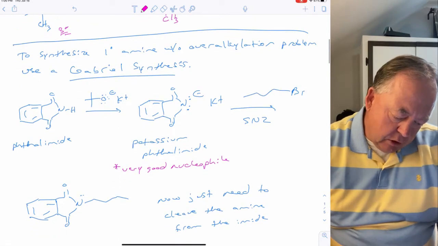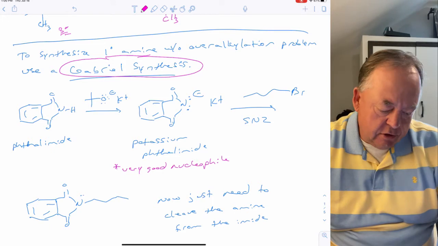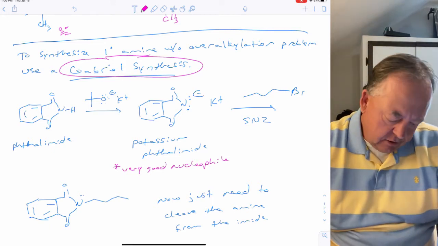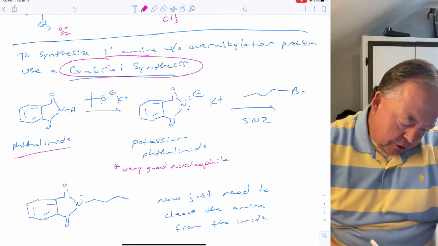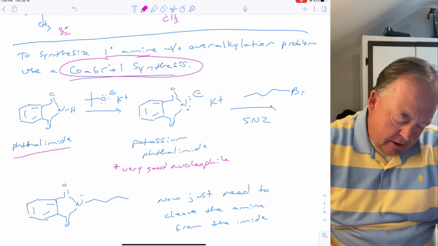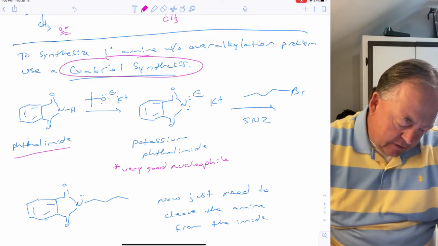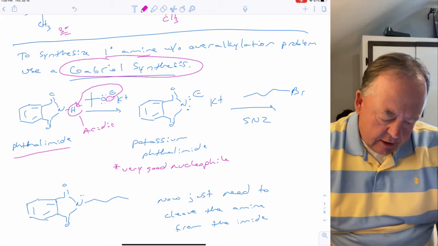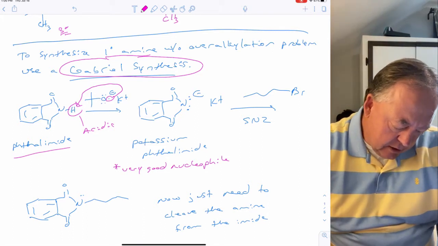Okay, so if you just wanted to synthesize a primary amine, then one way to do that in very high yields is to do what's called Gabriel synthesis. So this molecule, which you can buy, is called phthalimide, and that hydrogen is fairly acidic. So if you react it with a strong base, you can take that hydrogen off. So something like tert-butoxide, oxygen will take that hydrogen.